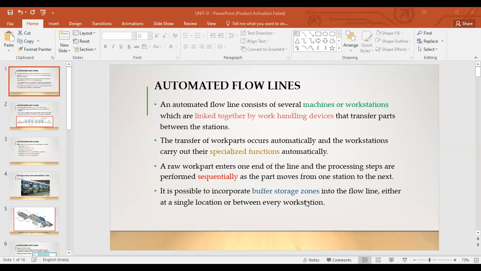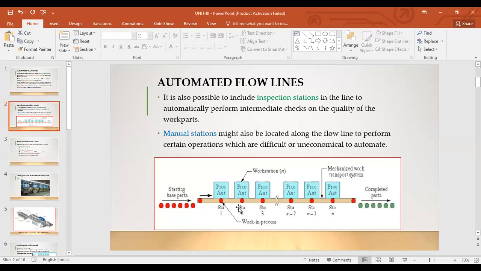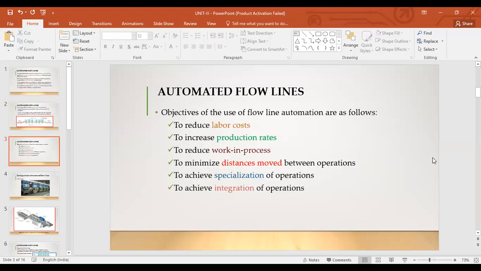There is even the possibility to incorporate buffer zones also, either at a single location or between every other workstation, as we had seen. It could be between any two workstations, or there could be a dedicated buffer storage zone. It is also possible to include inspection stations and manual stations, wherever it is very difficult to automate. Reduction of labor costs and increased production rates are one of the major benefits that you get. High production rate, specialization of operation. All these objectives we saw.